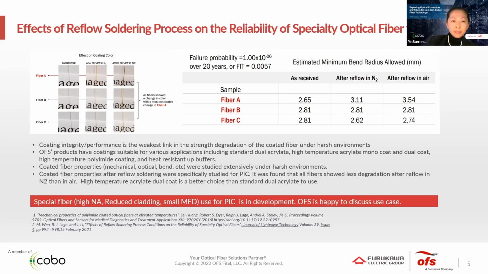And the coated fiber shows the high temperature dual coat is a better choice than a standard dual acrylate coat. The table on the right top shows the failure probability over 20 years, with the estimated minimum bend radius allowed for the three fiber samples studied. And there is special fiber with high numerical aperture, reduced cladding and smaller mode field diameter, optimized for PICs, in development. And we are happy to discuss use cases.